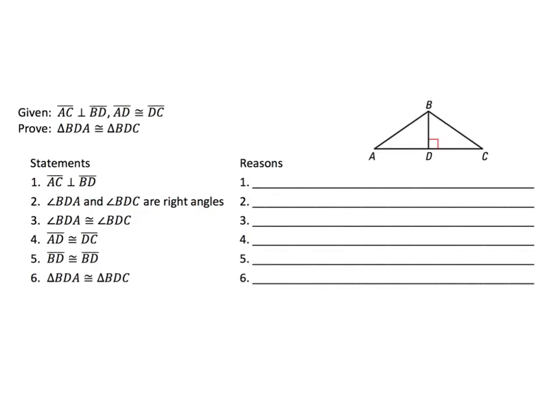So let's look at how that looks in action. We are given that AC is perpendicular to BD, and by the definition of perpendicular lines, we know that the angle formed is a right angle. We are then looking at angle BDA, which is here, and BDC, which is the one that is marked.